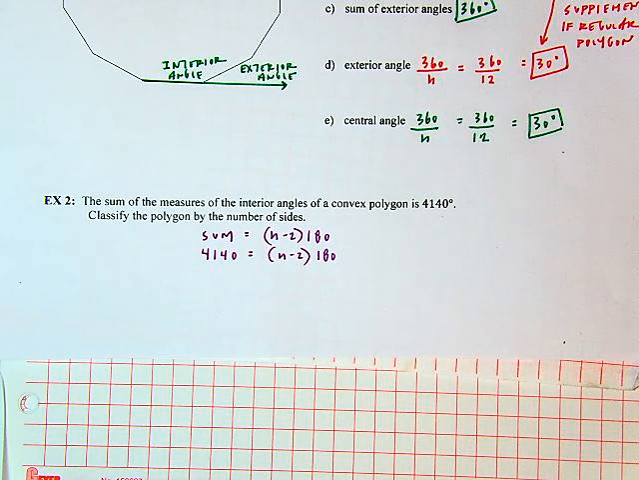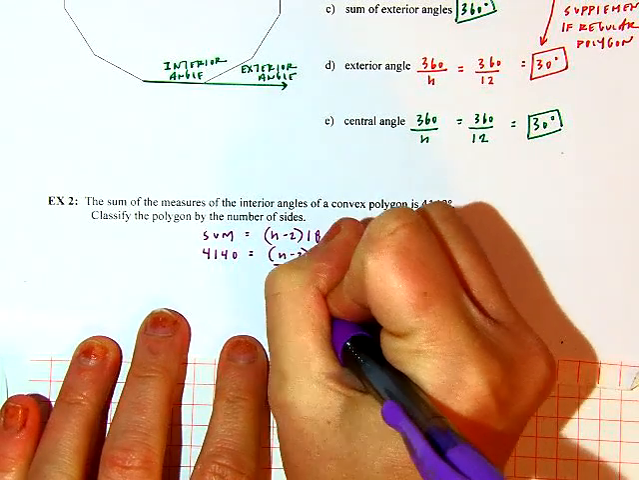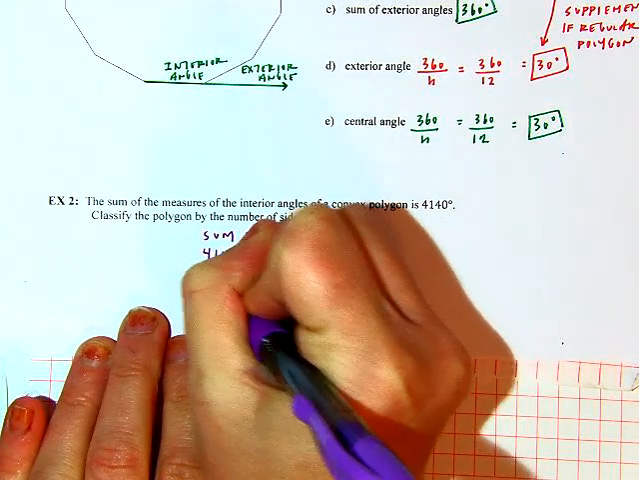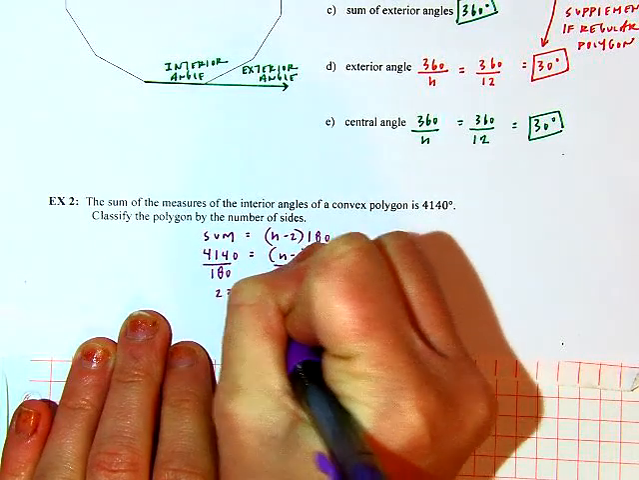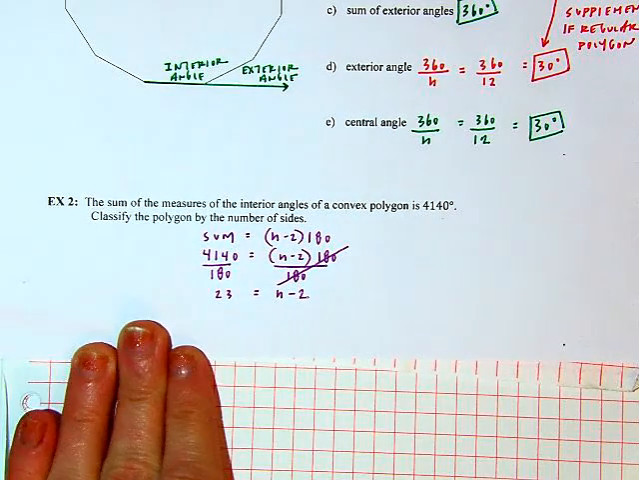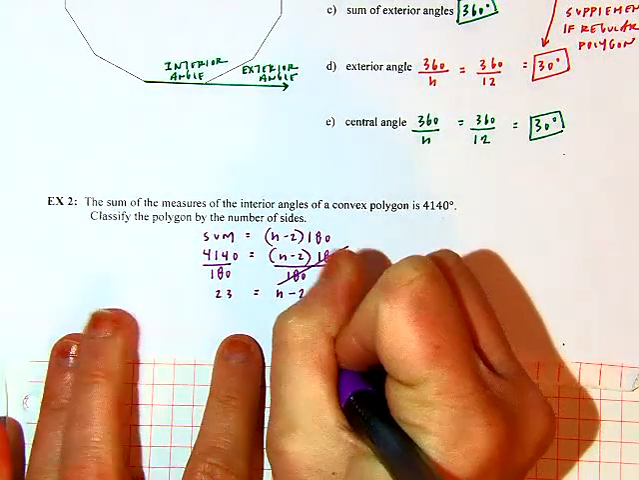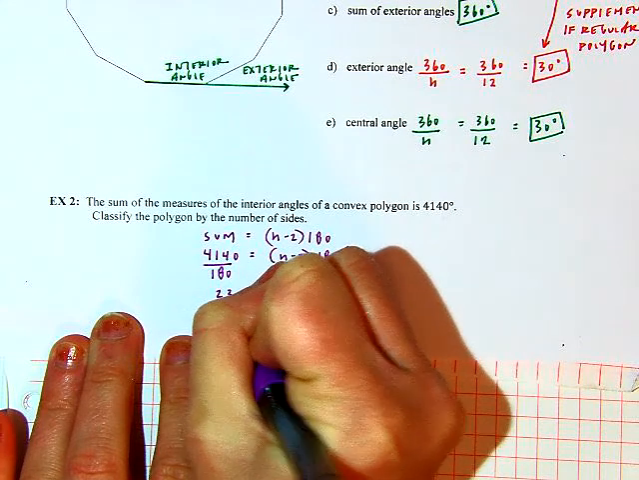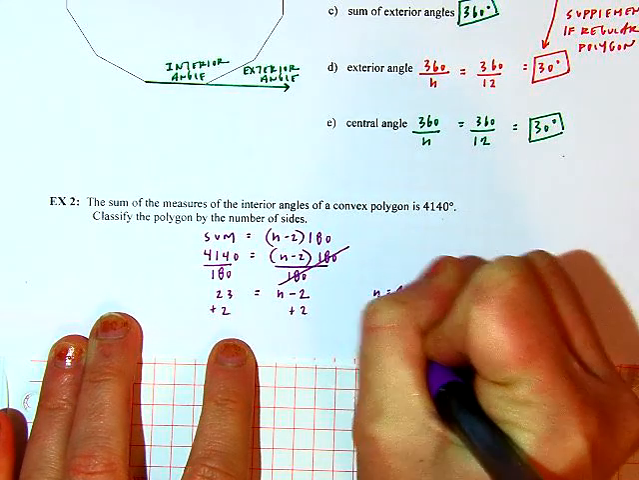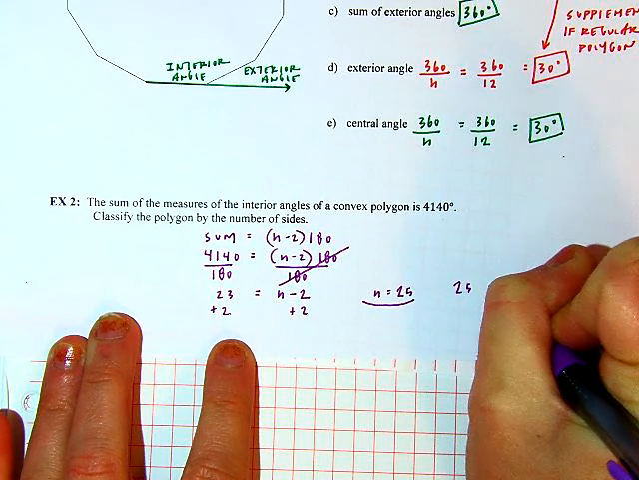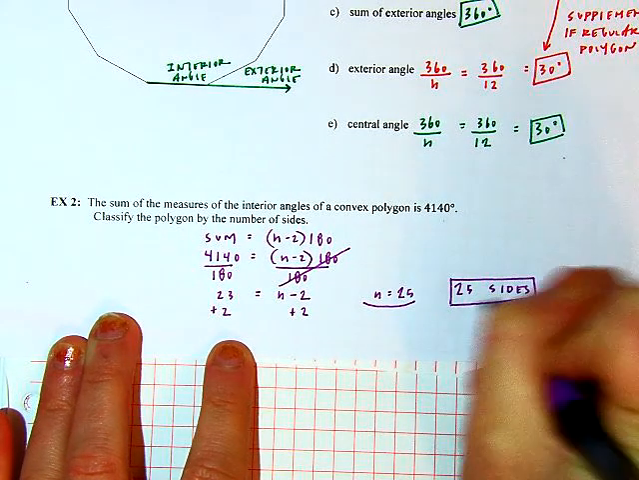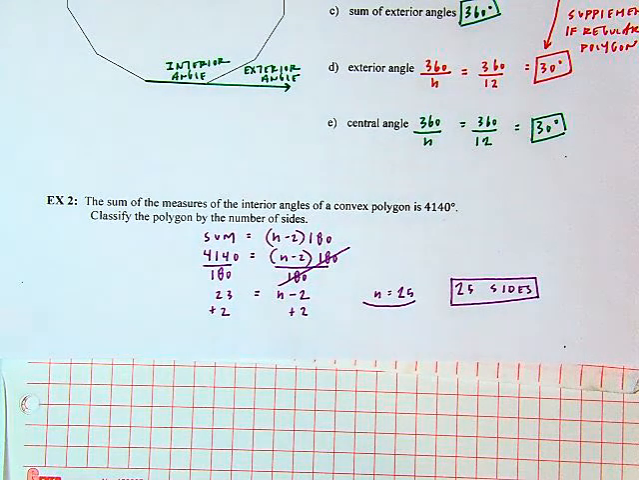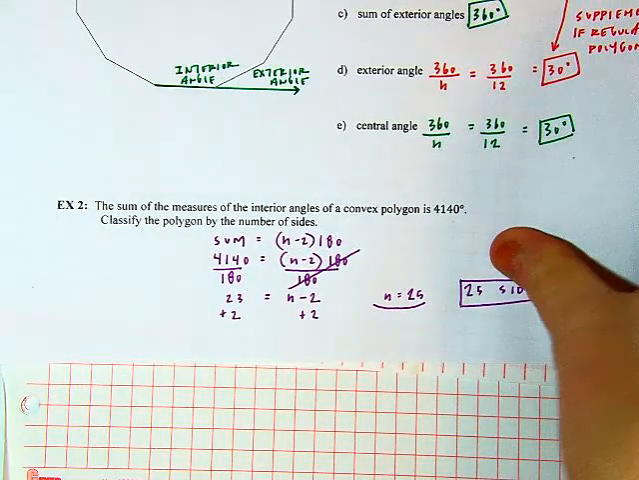So from here, I want to get the n by itself. I would divide away the 180. So I have 23 equals n minus 2. Now I need n by itself, so I'm going to add 2 to each side, and I get 25. So my polygon has 25 sides. All right, let's look at the next page. Here I have some mixed practice of interior and exterior angles.